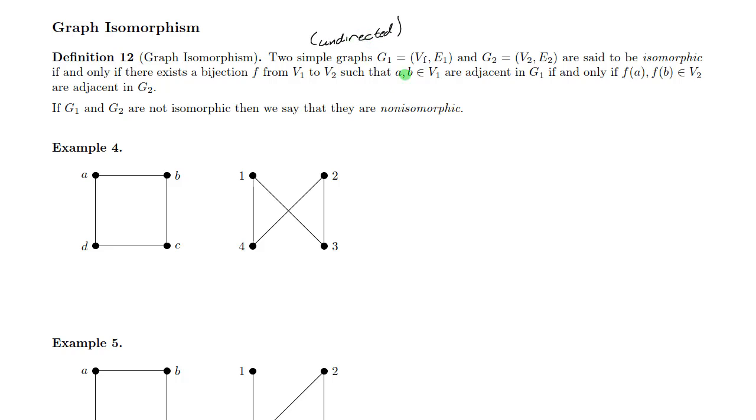G1 with vertex set V1, edge set E1, and G2 with vertex set V2, edge set E2 are said to be isomorphic if and only if there's a bijection f from V1 to V2, such that a and b being adjacent in V1 is equivalent to f of a and f of b being adjacent in V2. So we're going to take vertices that are adjacent and map them to adjacent vertices in the second graph.